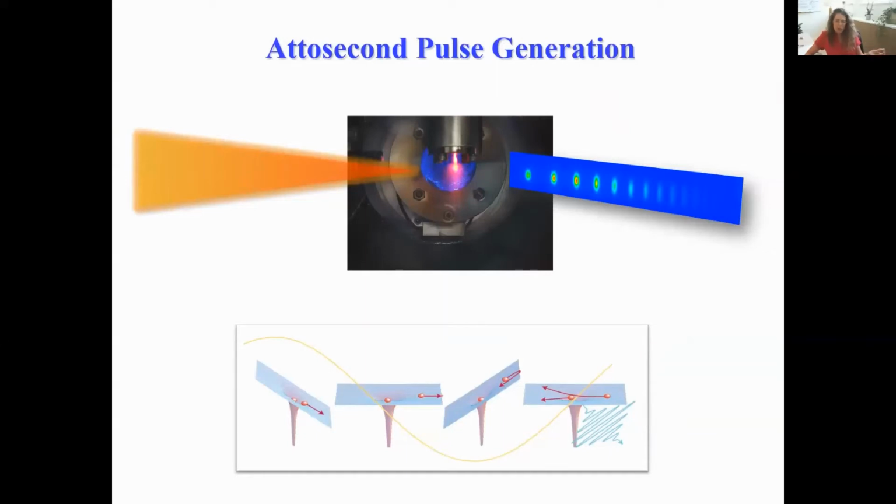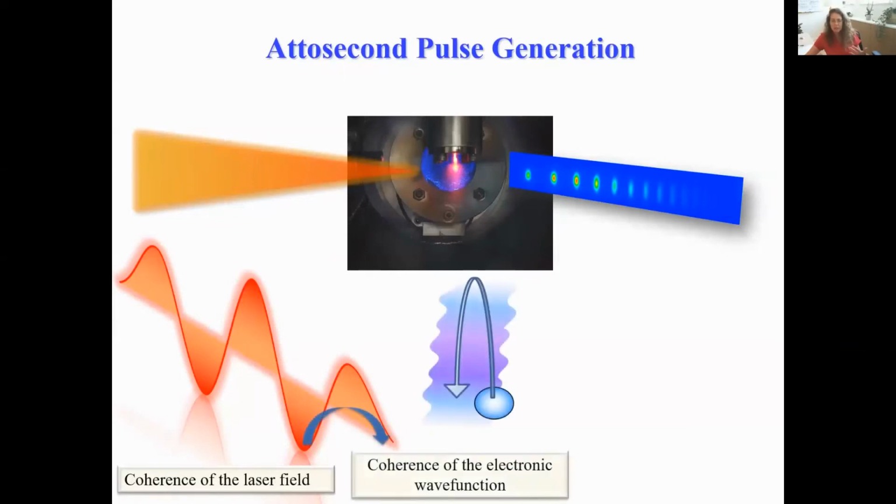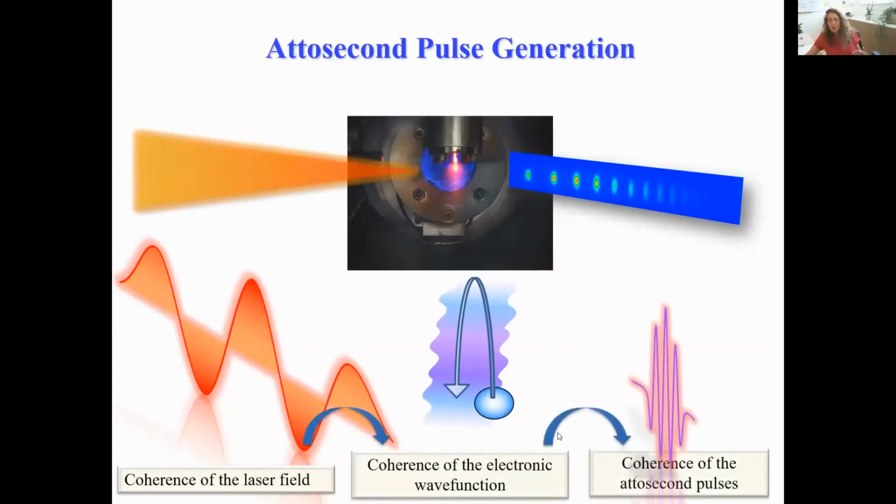As described already this morning by Katerina, and I'm sure most of you are familiar with this process, attosecond pulses are generated during a three-step recollision mechanism. In my opinion, one of the most beautiful aspects of this mechanism is the ability to directly transfer the coherence of a strong laser field into the coherence of an electronic wave function that interacts with the field, and then upon recollision, back into the coherent properties, or the optical properties, of the emitted attosecond pulses.